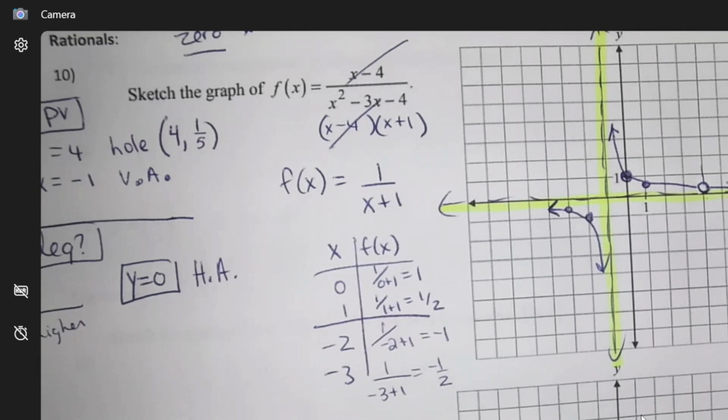Okay, good with remembering rules. Non-permissible values, vertical asymptotes or holes. Degree analysis: higher, same.